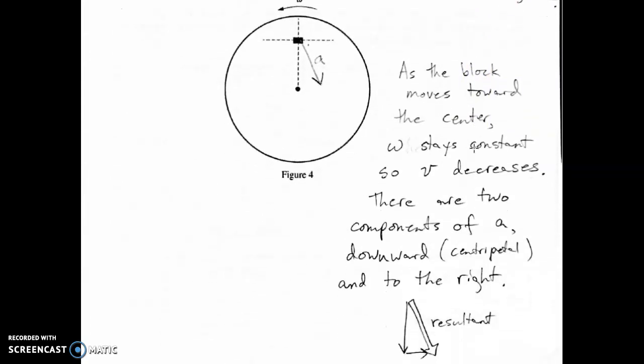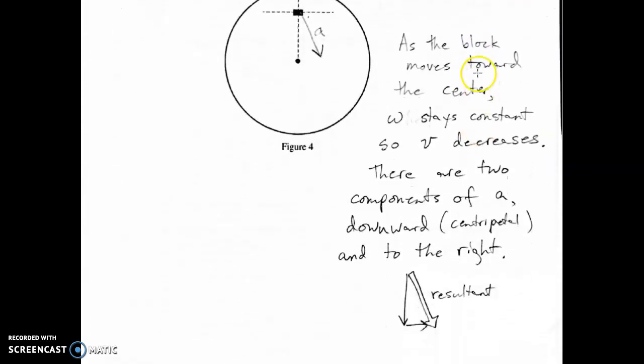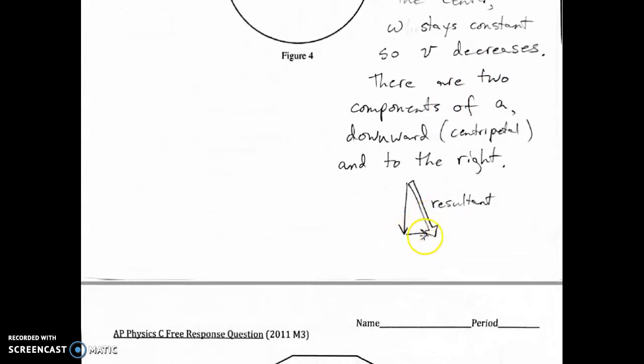This last one is pretty interesting, and here's my explanation of it. At first glance, you might think it just has acceleration towards the center, but actually because the angular velocity is staying the same, but the radius is changing, the linear velocity is decreasing, and so there is a component of acceleration that is to the right. And I'm showing that here, and then here's the resultant.